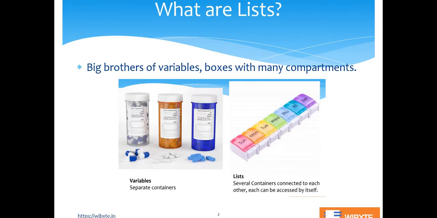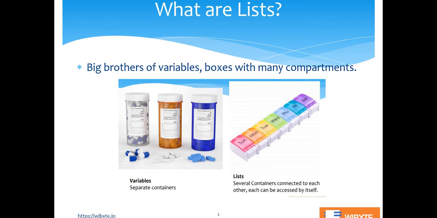Now, before we get into this difference, let's just recap for a moment what lists are. Remember, lists are like big brothers of variables. These are boxes with many compartments. We gave this analogy that individual boxes are typically variables. Variables are just like boxes, they store information. Lists are their big brothers. So inside one list, we have many containers, many compartments which are connected to each other, and each one can be accessed by itself.